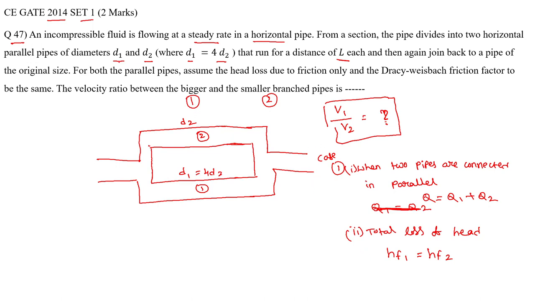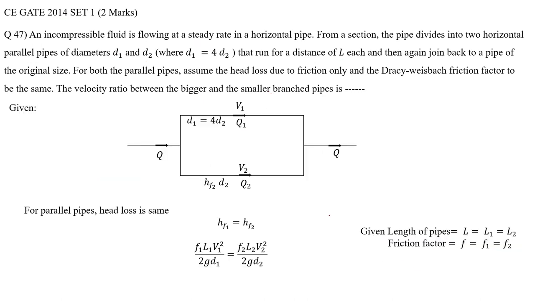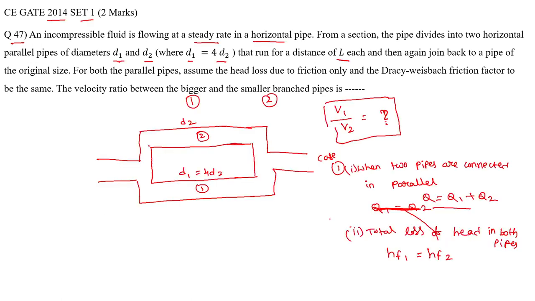Similarly, if I ask what could be the conditions for series? This will be Q1 equal to Q2 and so on to Qn, but the total loss of head will be HF equal to HF1 plus HF2 plus HF3 and so on. So these are the two conditions to be remembered. When the two pipes are connected in parallel, it follows the continuity equation that Q equals Q1 plus Q2, and the loss of head in both the pipes HF1 is equal to HF2. We use these two conditions to solve this question.